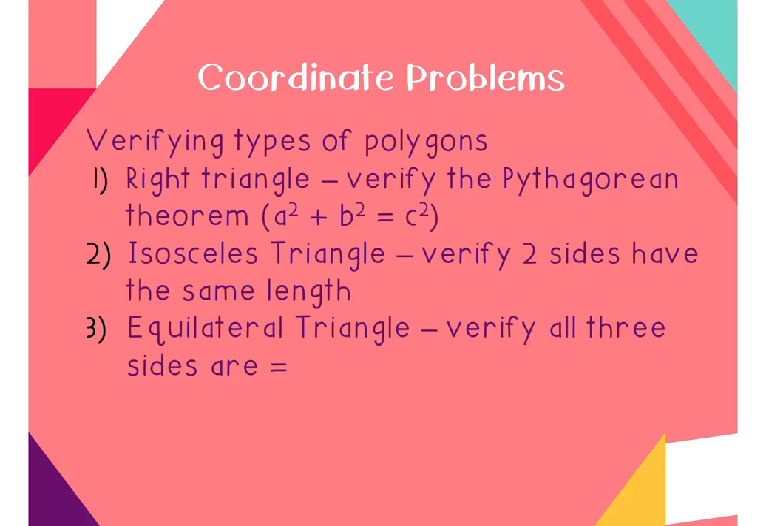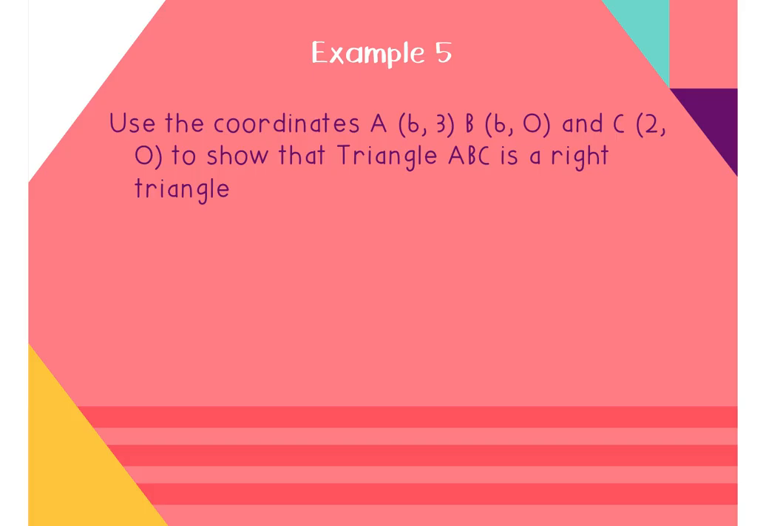If I'm trying to figure out if it's isosceles, that one's kind of easy. I just need to look for 2 sides that have the same length. And if it's equilateral, all 3 sides have the same length. Okay. So on your quiz, it's going to say, here are coordinate points, find the lengths of the 3 sides, then determine what kind of triangle it is. Okay. The other way you'll see it is like this.